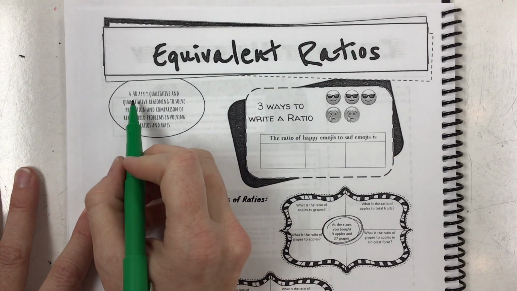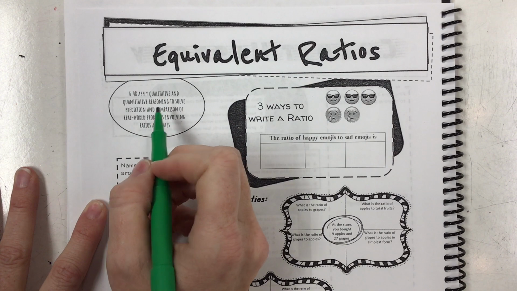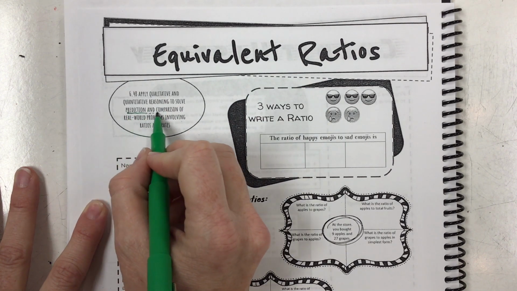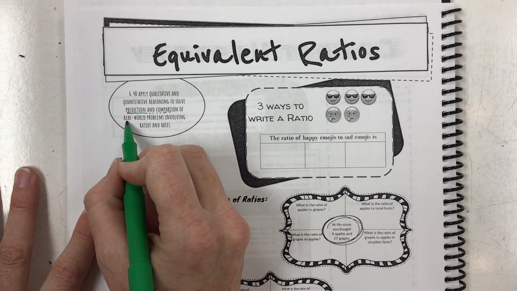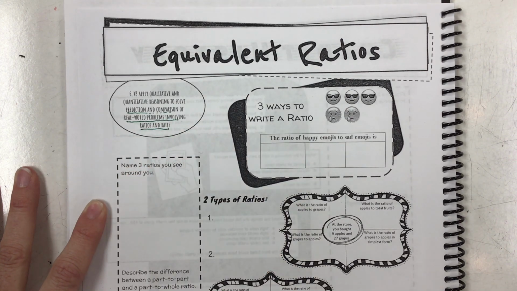Our standard today is 6.4b: apply qualitative and quantitative reasoning to solve prediction and comparison of real-world problems involving ratios and rates. Okay, we're going to get started today.